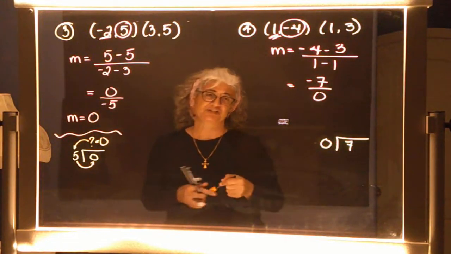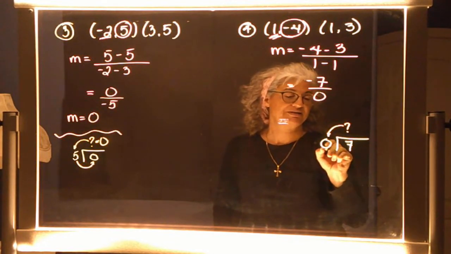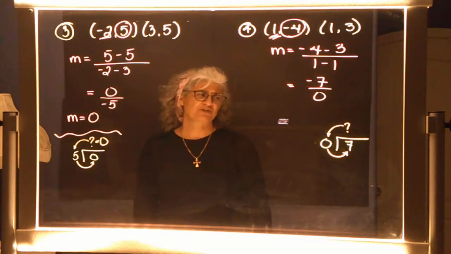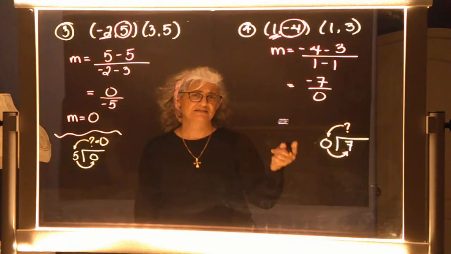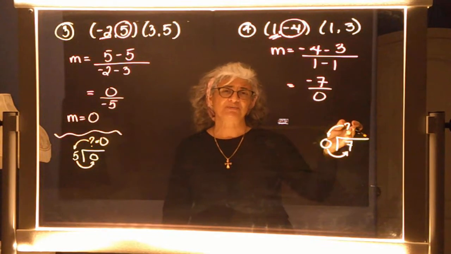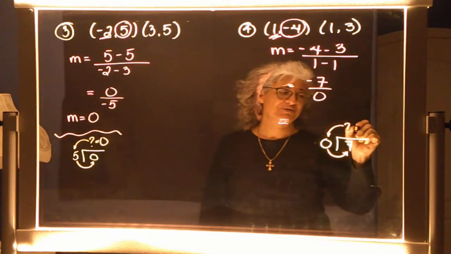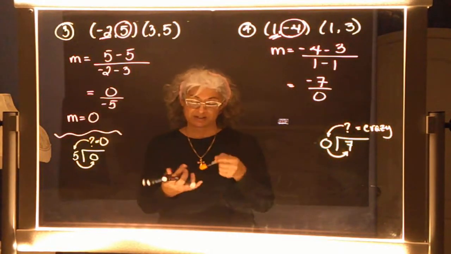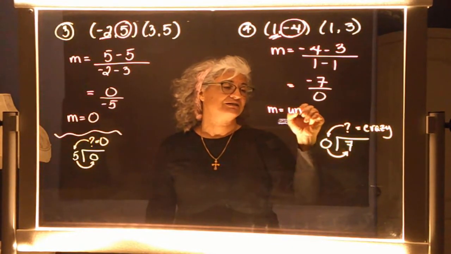So remember the question. What can I put on top that when I multiply by 0 will give me 7? Yeah, that's kind of a crazy question, right? Because anything times 0 is 0, isn't it? Anything times 0 is 0. So can I put anything on top to multiply by 0 to give me 7? No, this one's crazy. This is a crazy question to ask us, which means this. Your slope in this case is undefined.